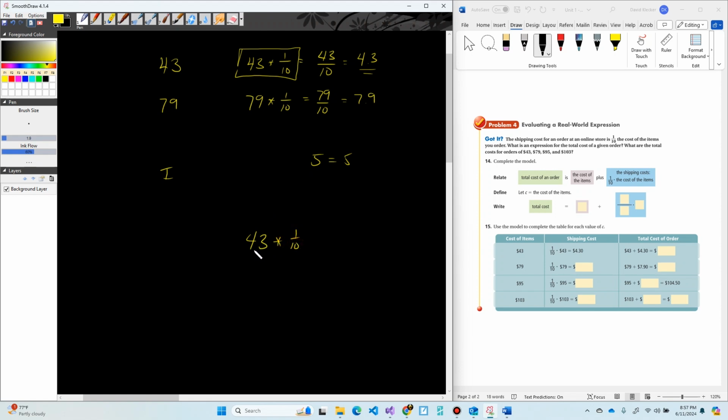Now, what you do to give the answer to this problem, what is the algebraic expression? Remember, an algebraic expression needs to have a variable in it. My unknown can be my independent value. That's what I'm just plugging values in. So it's going to be x times 1/10. And I could rewrite this actually as x over 10 if I wanted to. This is my algebraic expression. If I plug in 43 for x, I get 4.3. If I plug in 79 for x, I get 7.9. If I plug in 95, I get 9.5. If I plug in 103, I get 10.3.